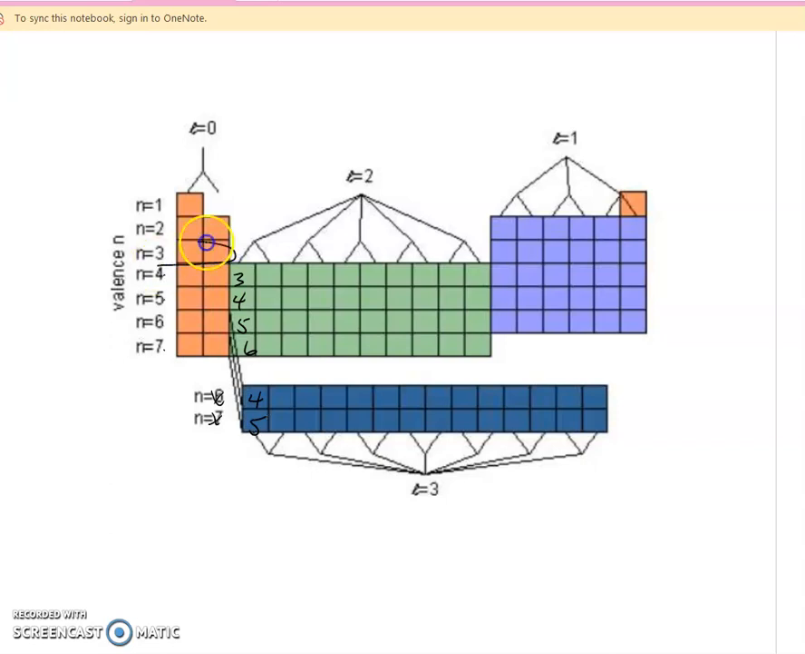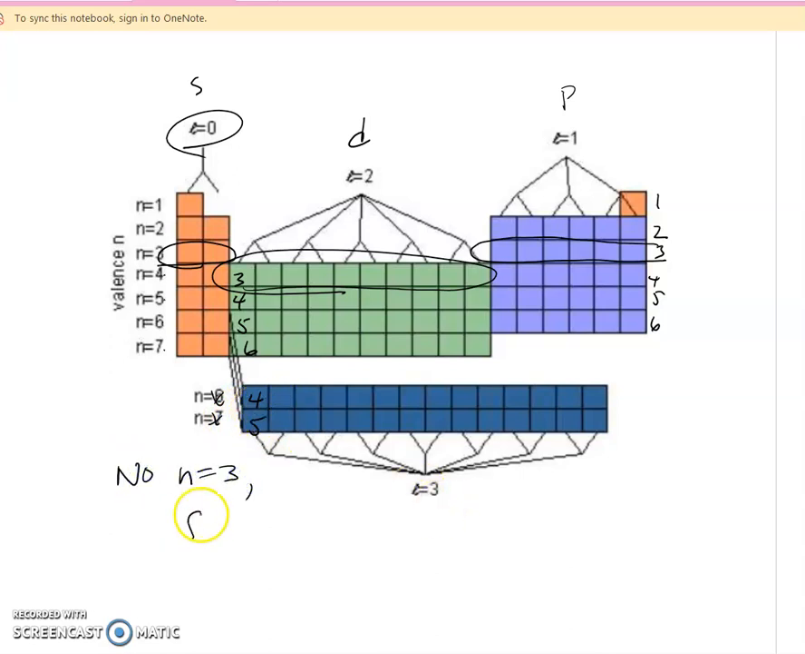Well, we know in n equals 3, we have an L of 0, which is an S. We know for n equals 3, it goes this way as well, 1, 2, 3, 4, 5, 6, all the way down. So we have this n equals 3. So we know we have P's. We know we have an n equals 3 for our D's. That's there. So we have an L for our D's. But is there an n equals 3 for our F's? There's not.